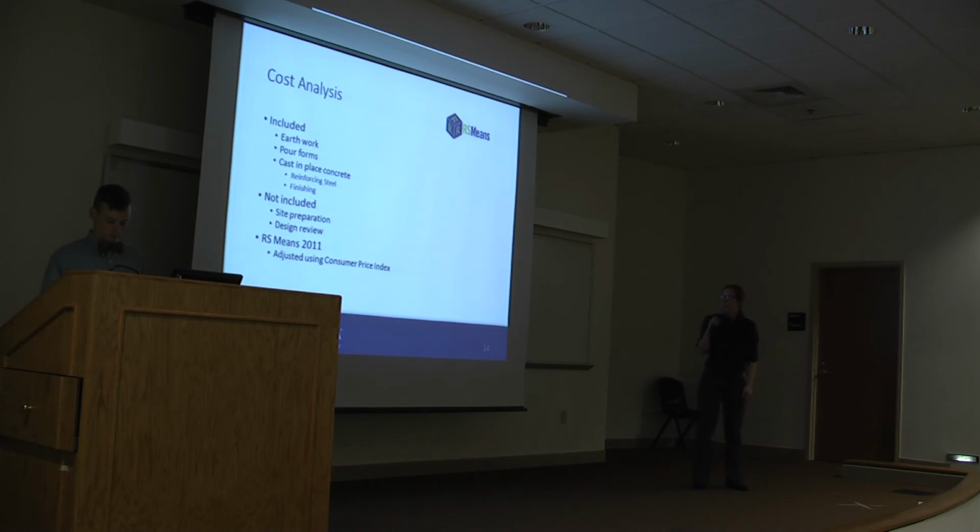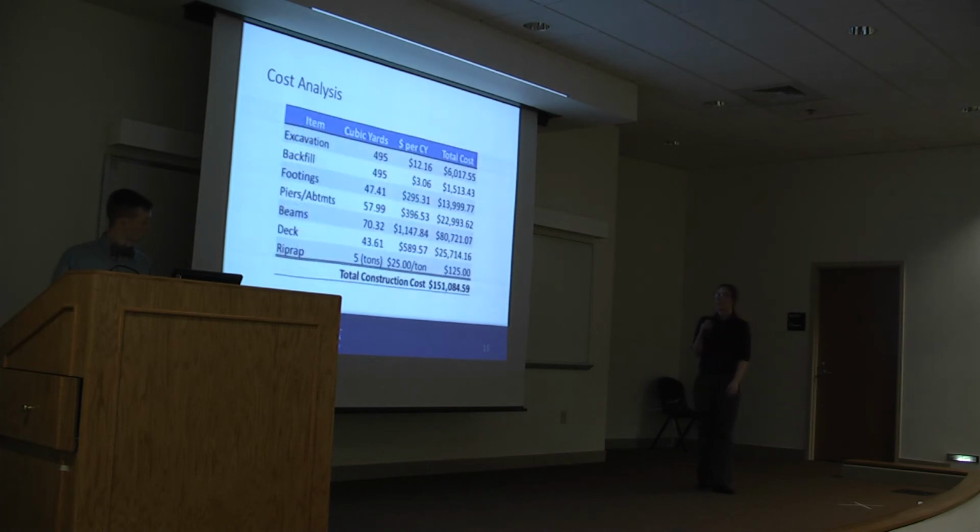For this estimation, I consulted the RS Means Guide of 2011. This is a cost of construction analysis tool. Because I used the 2011 version, though, I had to adjust for inflation over those 4 years, so I consulted the Consumer Price Index to account for that. These prices include profit and overhead as well. So here's a breakdown of our costs.